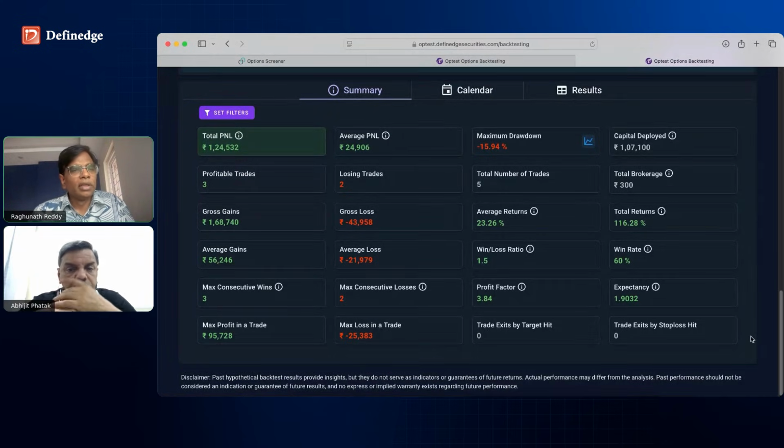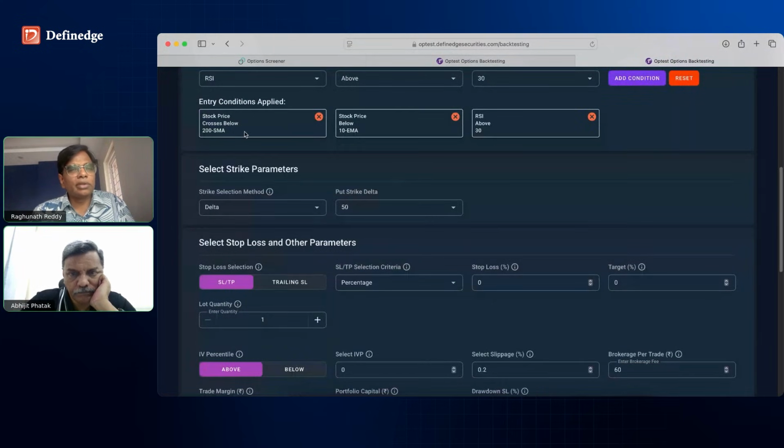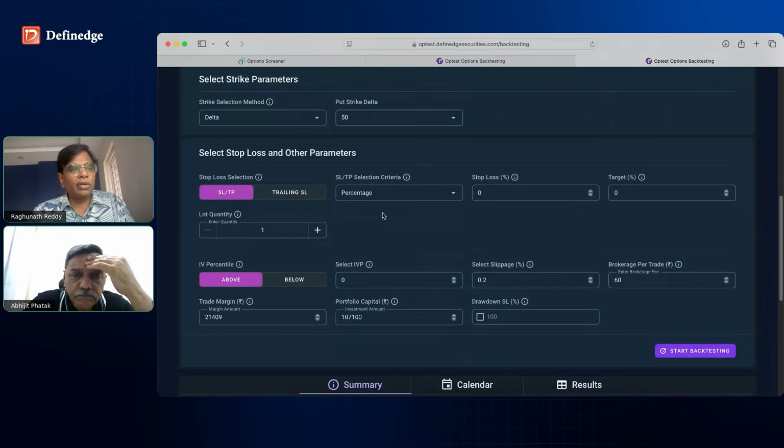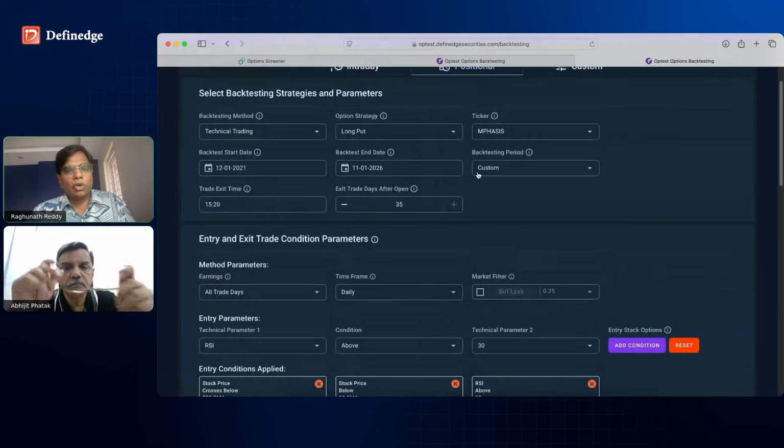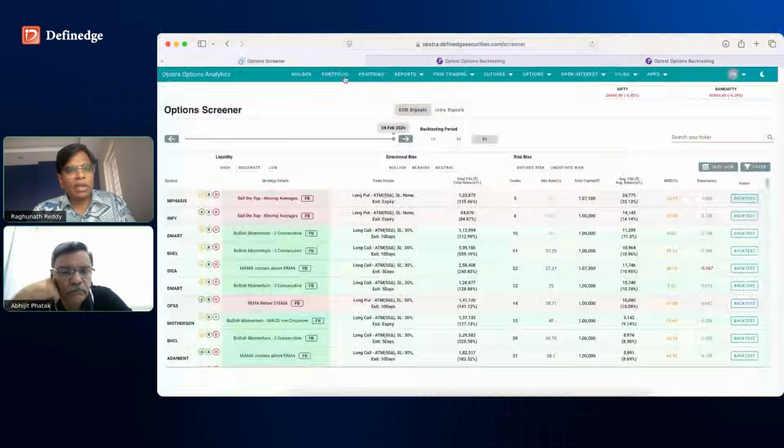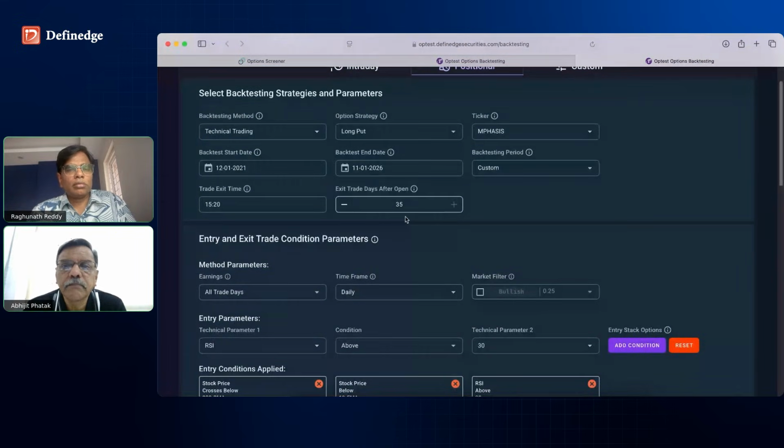What was the trigger? Stock price crosses below 200 SMA, stock price should be below 10 EMA, and RSI should be above 30. Whenever that is triggered, the next day it enters around 9:20 in the morning, and then we stay in the trade. We are not giving an exit; it is at expiry. So when we use 35 days, we are in a way saying exit at expiry. And it is the last 5 years of backtesting data.